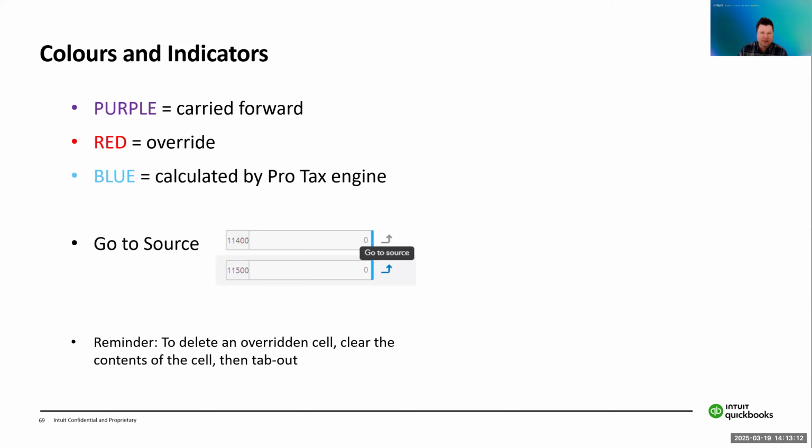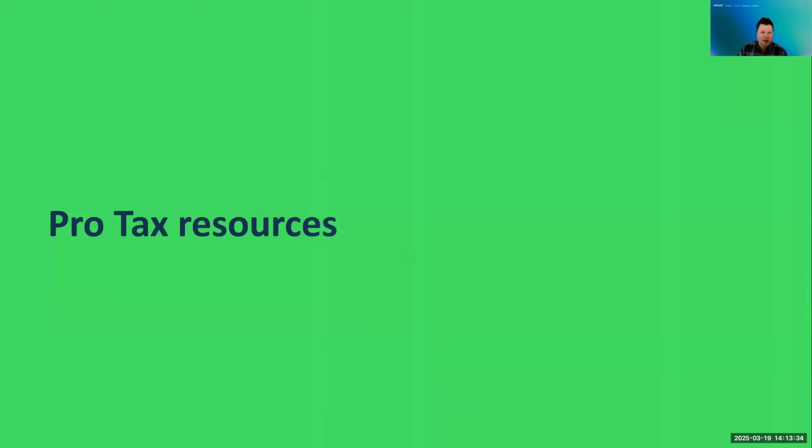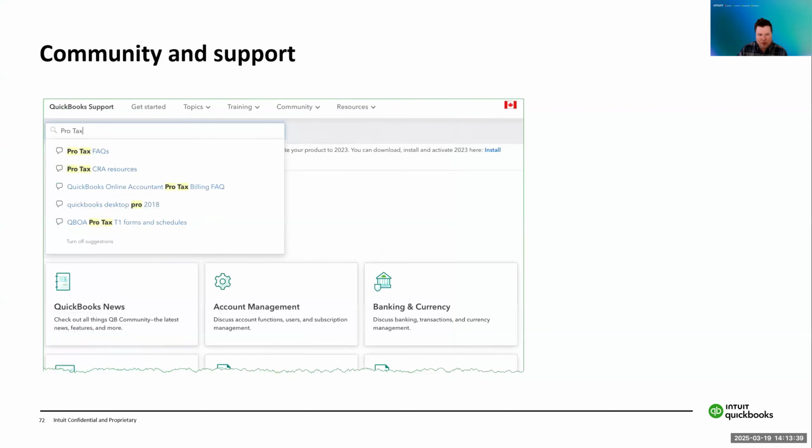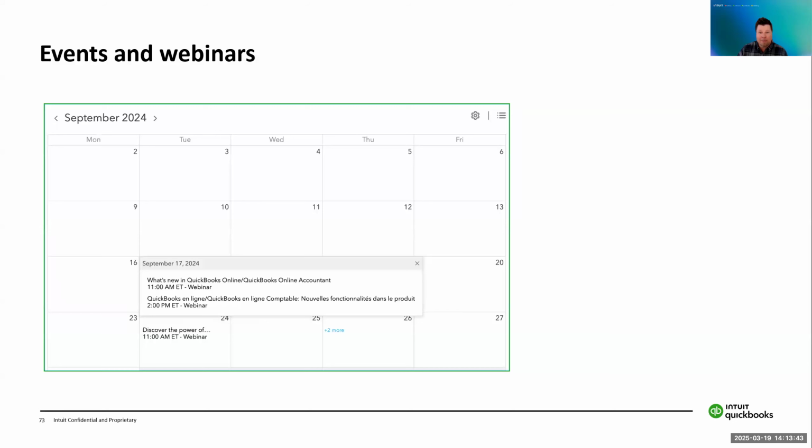I only have a couple minutes left, so I will go through that very, very quickly. I just want to show you, and I'll talk about this a little bit more tomorrow, the different colors and indicators that are part of the cells within ProTax. And I talked about deleting overridden cells in the auditor part, but you can also delete them by clearing the contents and tabbing out. Okay, ProTax resources, just a bunch of resources that are available to you within ProTax. You can click on that what's new to access that information as well.